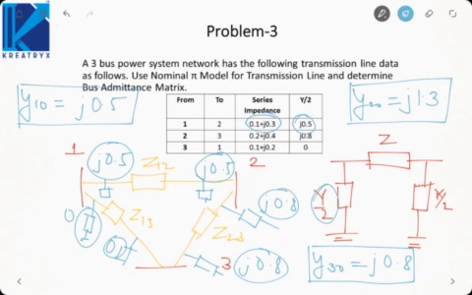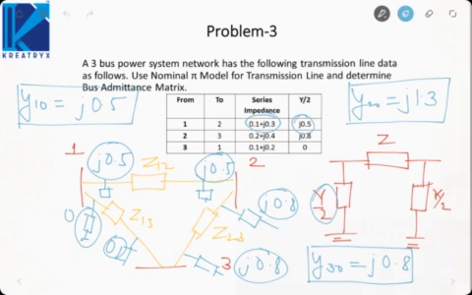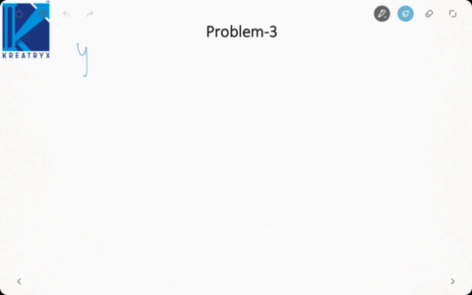Now we have to calculate the admittances between the two buses. That is y12, y23 and y31. Now y12 is equal to 1 upon z12, that is 1 upon 0.1 plus j.3. So this will come out to be how much? This will come out to be 1 minus 3j.